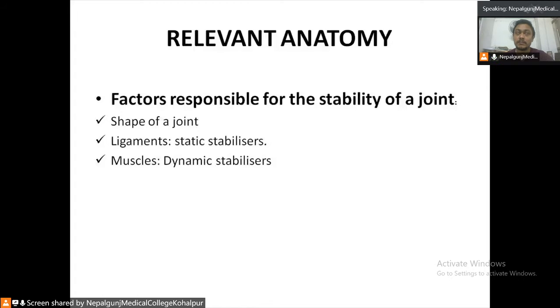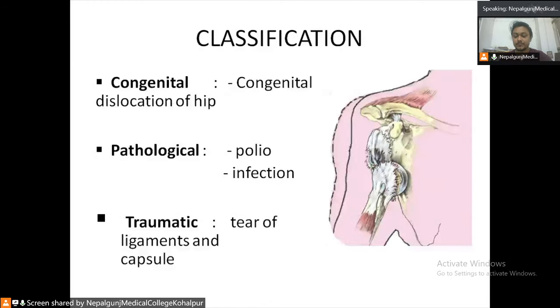Secondly come the ligaments. There are a lot of ligaments around the joint. If you compare with the ankle, you see the fibular ligaments, the interosseous membrane, the deltoid ligament. They all provide static stability; all of them act as static stabilizers. In the same way, we have a lot of muscles around the joint, or bulky muscles around it. All of them act as dynamic stabilizers.